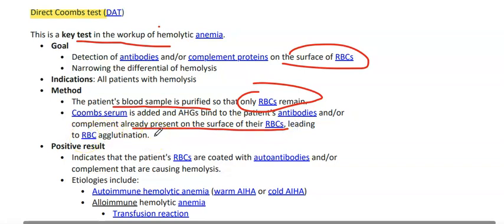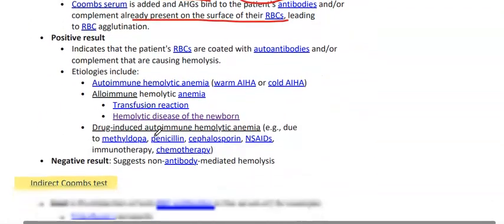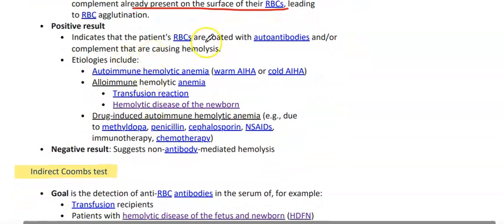So RBCs are purified and mixed with Coombs serum. If the antibodies or complement are present, agglutination will occur. Positive results indicate that the patient RBCs are coated with antibodies and complement that are causing hemolysis.